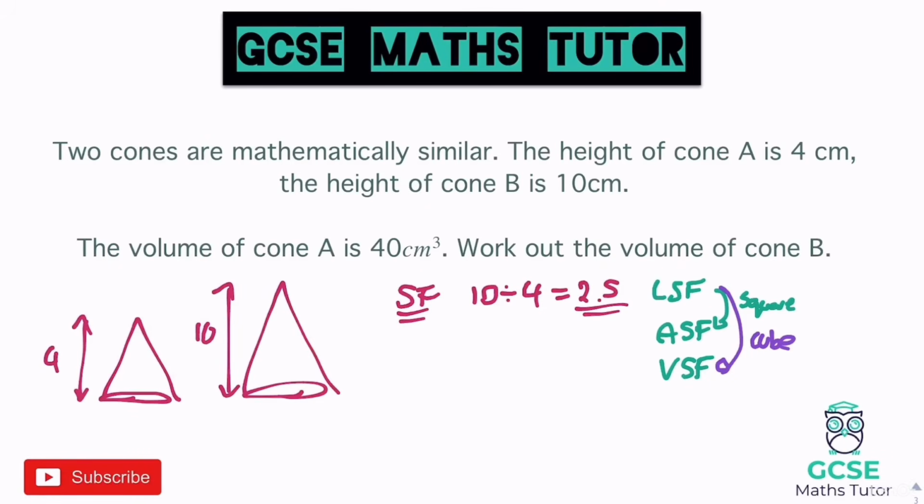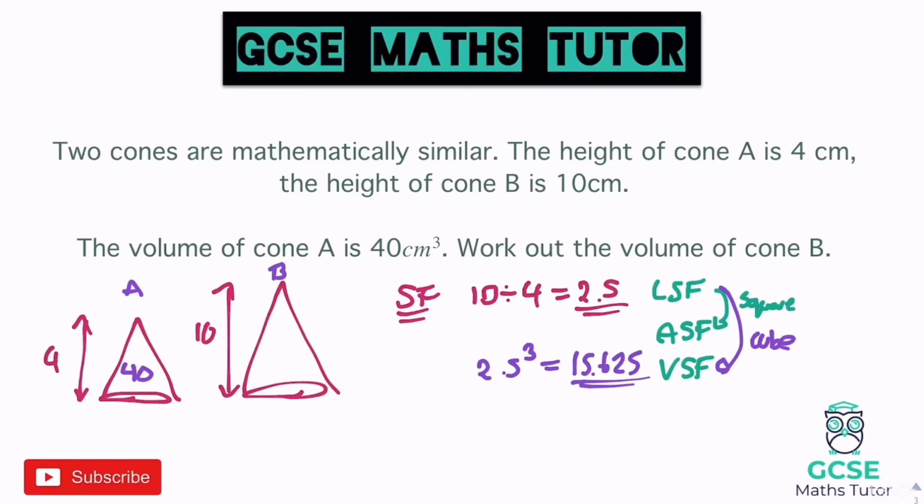So if we just have a look at this question here, it says the volume of cone A is 40, work out the volume of cone B. So cone A is the smaller one in this case, I should probably label that A and B. And it says the volume of this one is 40. So in order to find my volume scale factor, I need to do 2.5 and cube it to get a volume scale factor. So we're going to do that on the calculator. 2.5 cubed gives me 15.625, and that's my scale factor in terms of the volume.